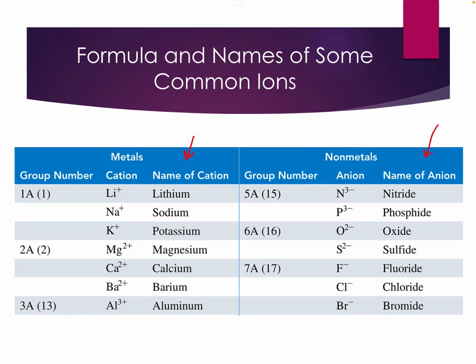Another thing I want you to notice is that our metals are the ones that form cations, and our nonmetals are the ones that form anions. This will be really important as we move into bonding in the next chapter. Okay? Metals form cations. They lose electrons to form positively charged ions, whereas nonmetals gain electrons to form negatively charged ions.